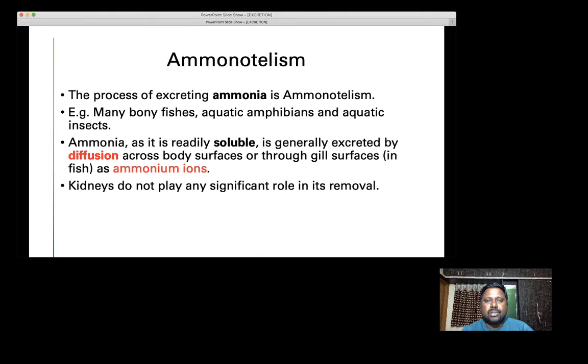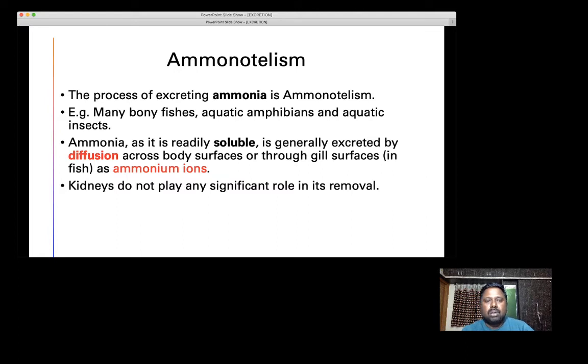Based on this waste material, animals are divided into three categories. The first one is ammonotelism. Those animals that excrete ammonia as the excretory product are called ammonotelic. Examples are bony fishes, aquatic amphibians, and aquatic insects.